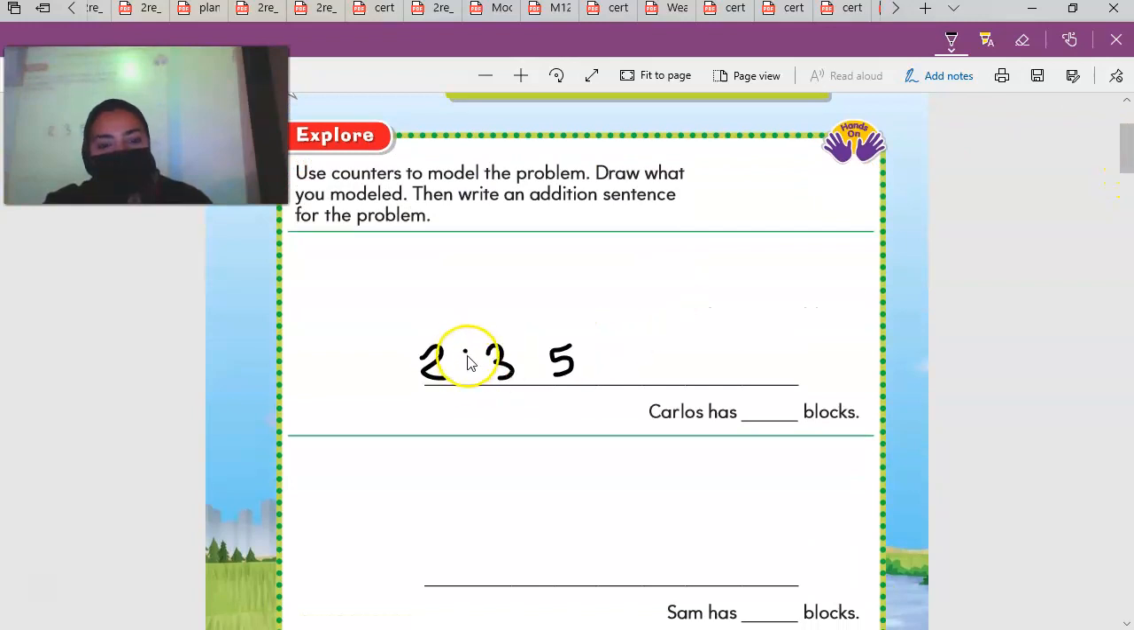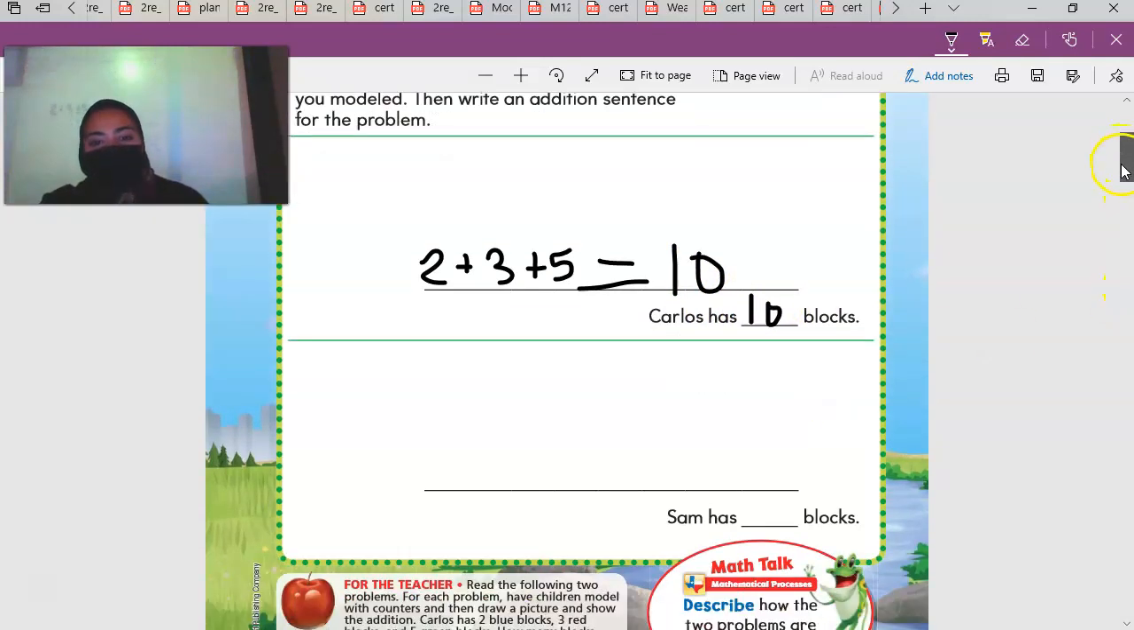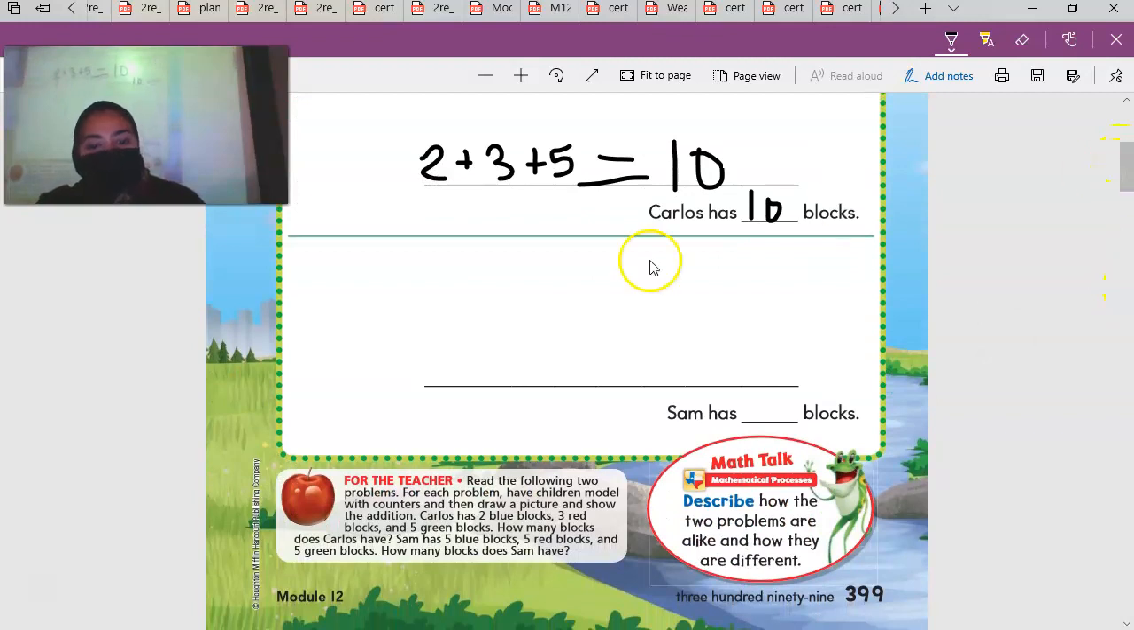All right, so we're adding 2 plus 3 plus 5. So 2 plus 3 is 5, and 5 plus 5 is 10. That is very simple. Very simple. All right, let's look at the second one. Maybe the second one is a little more challenging. Let's see. Carlos has 2 blue blocks, or that's the first one, sorry.